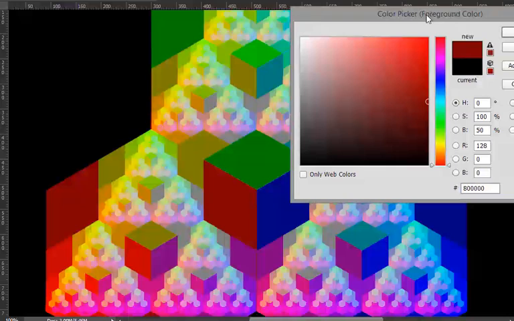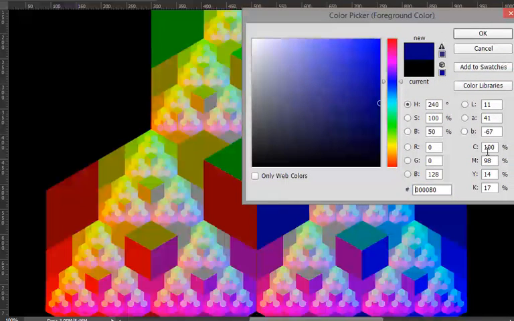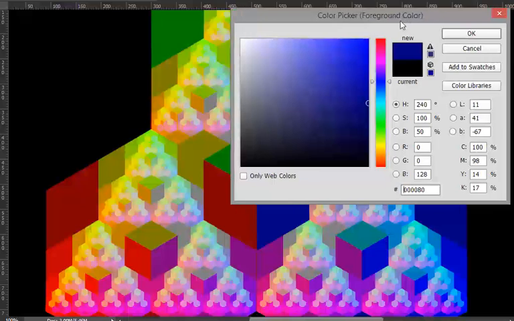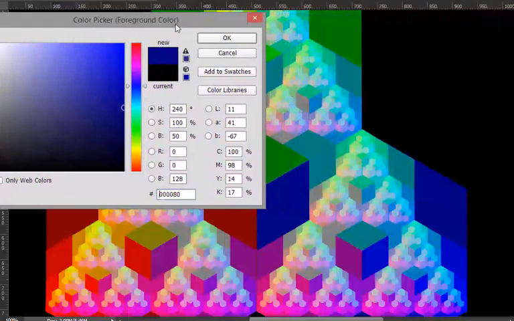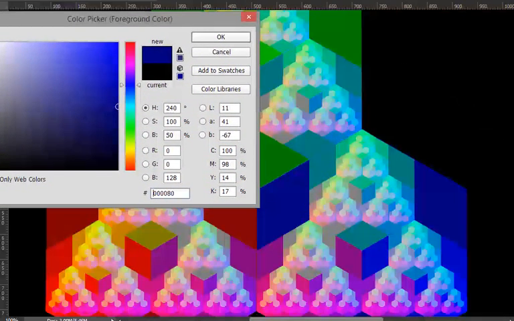So let's go blue, right? So that's 128 blue at 50% brightness, 240 saturation, and for the cyan we've got 100%. Let's put this over here so we can see where we're going in blue.